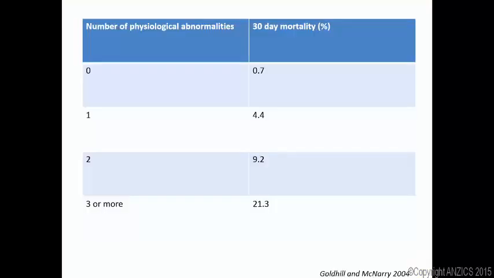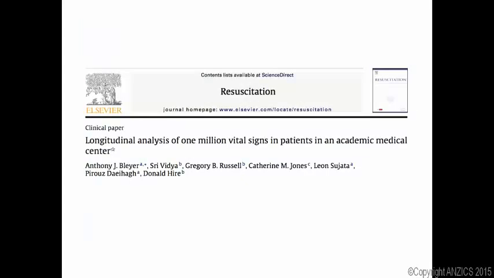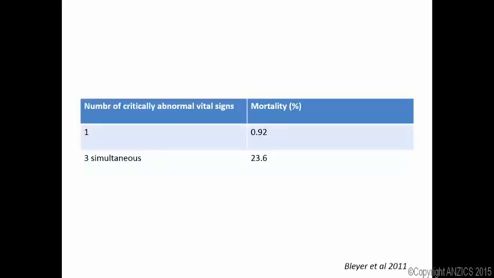The study by Gold, Hill and McNary in 2004 looked at 433 patients on a single day and followed their mortality for 30 days. They found that 0 abnormal vital signs gives you a mortality of 0.7%. With 3 or more, your mortality rises to 21.3%. And this study here looked at 1.15 million vital signs and their relationship with mortality. They found, similar to Gold, Hill and McNary, that 1 critically abnormal vital sign relates to 0.92% mortality, whereas with 3 simultaneous, your mortality goes up to 23.6%.